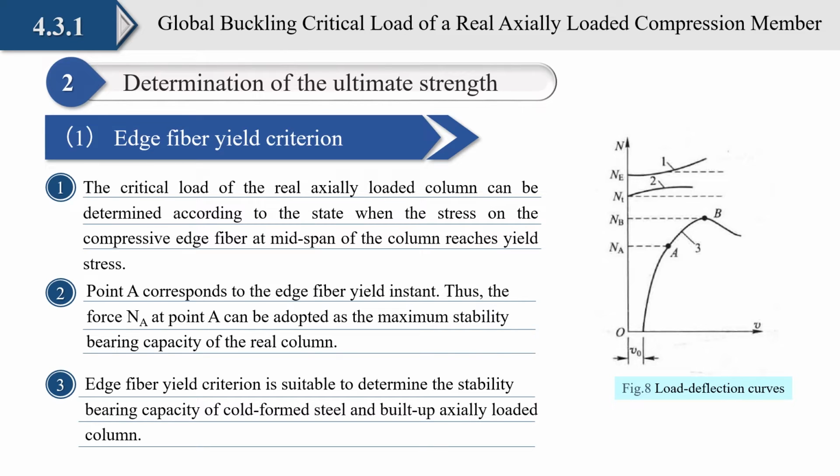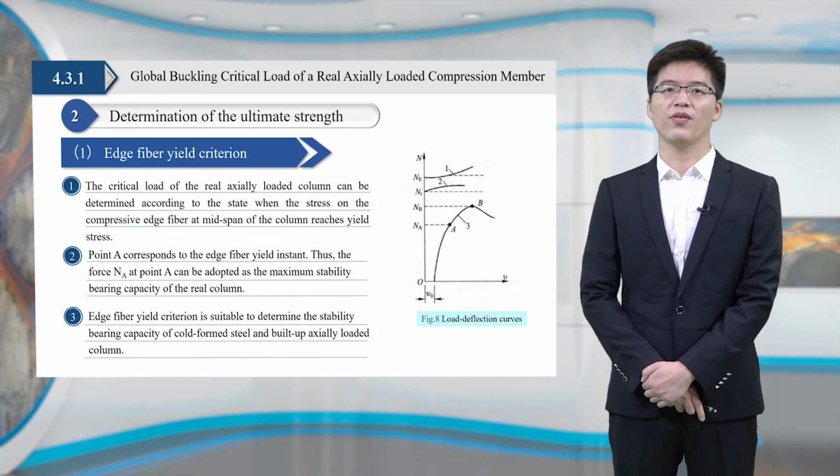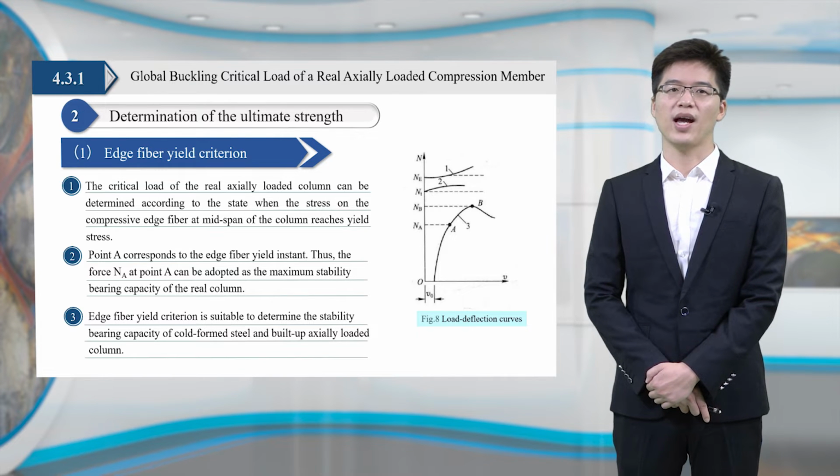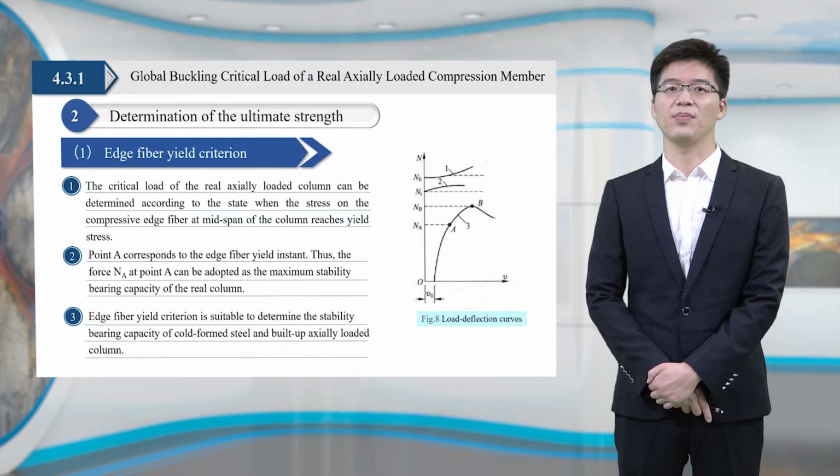According to the edge fiber yield criterion, the flexural buckling critical load of the real axially loaded column can be determined according to the state when the stress on the compressive edge fiber at the midspan of the column reaches the yield stress. In curve 3, point A corresponds to the edge fiber yield instant. Thus, the force NA at point A can be adopted as the maximum stability bearing capacity of the real column. The edge fiber yield criterion is generally suitable to determine the global buckling critical load of the cold-formed steel or built-up column.